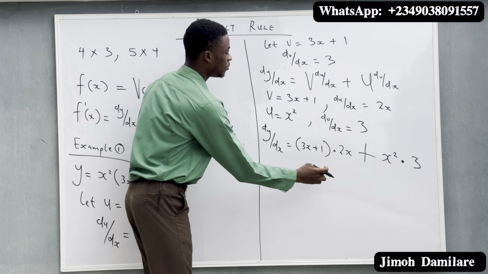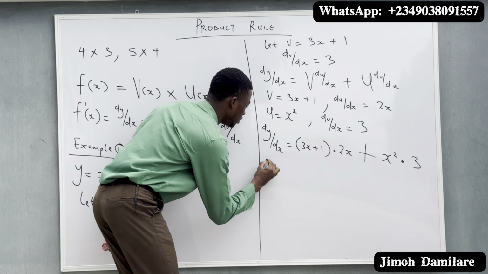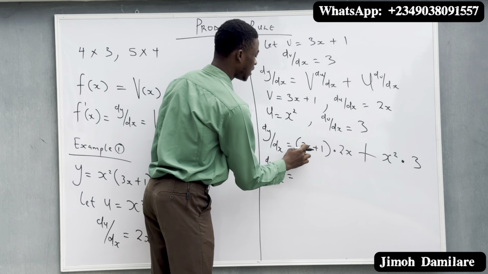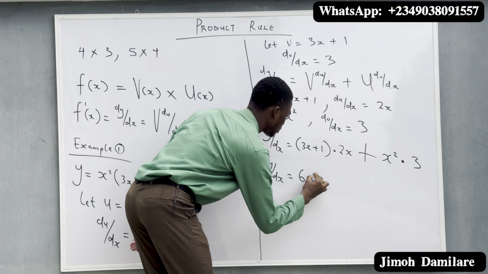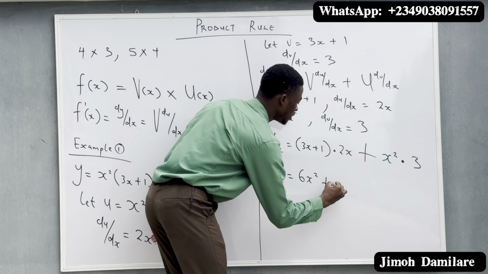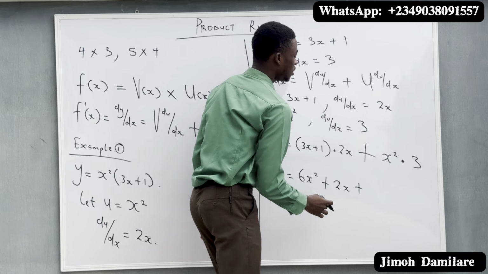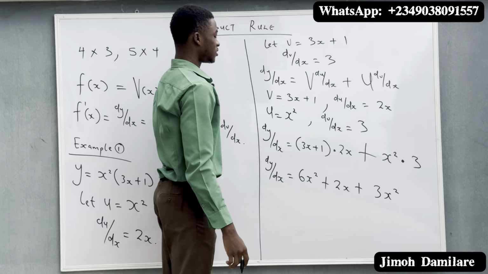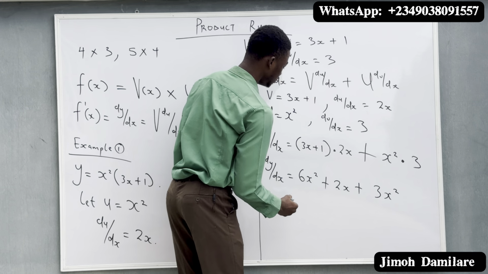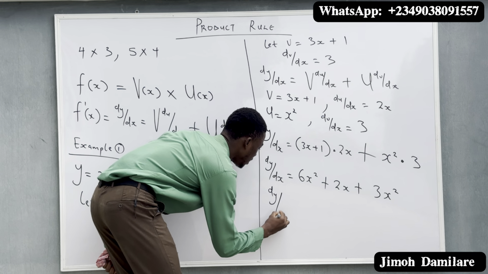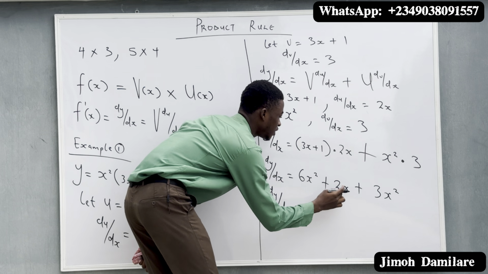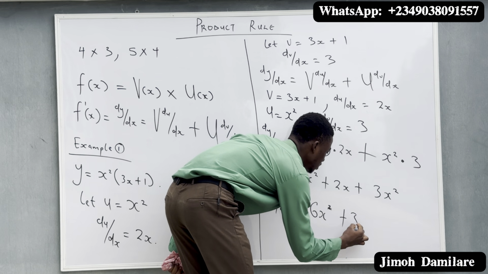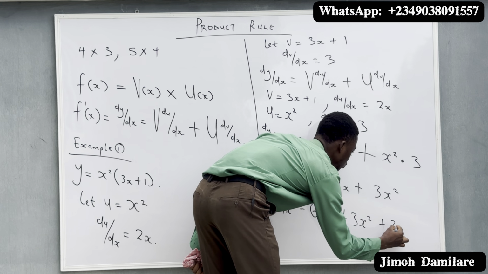So in solving further, we can multiply this with everything in this bracket. So we have dy over dx to be equal to, so 2x multiplied by 3x will give us 6x squared, plus 2x multiplied by 1 will give us 2x. And we have plus 3 multiplied by x squared, which will give us 3x squared. So in this case, we can now collect like terms by rearranging this. So we have dy over dx to be equal to 6x squared, plus 3x squared, and lastly plus 2x.